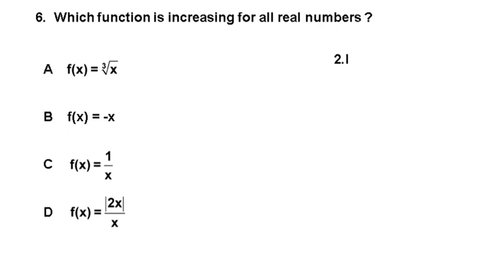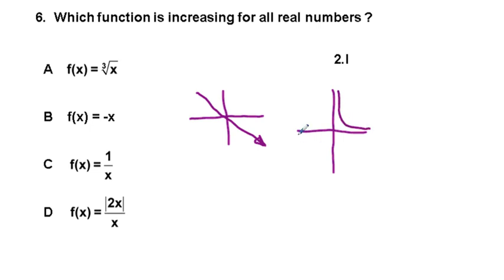Problem 6. Which function is increasing for all real numbers? Basically, part of it's understanding what these things do. All right, answer choice B, y equals negative x, that's actually decreasing for all numbers. F of x is 1 over x, that's going to be this type of thing here where the function's decreasing until you get to x equals 0, which you don't actually reach. That's answer choice C.